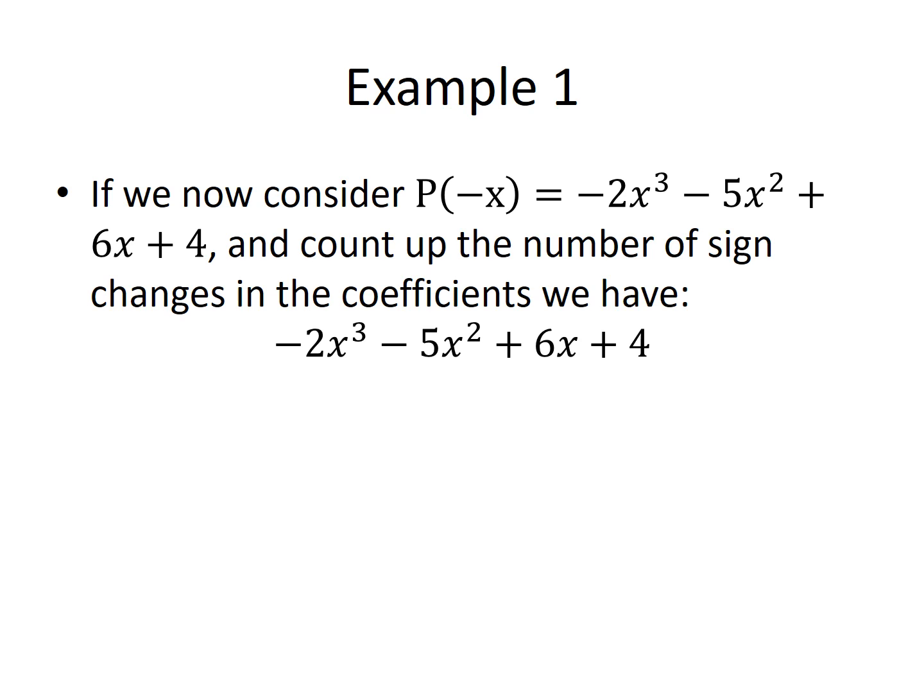So we'll go ahead and do that, and that's what's done here, and we'll count up the number of sign changes in the coefficients. And when we do that, we have from negative 2 to negative 5, that is not a sign change. From negative 5 to positive 6, that is a sign change. And then from positive 6 to positive 4, and that is not a sign change.